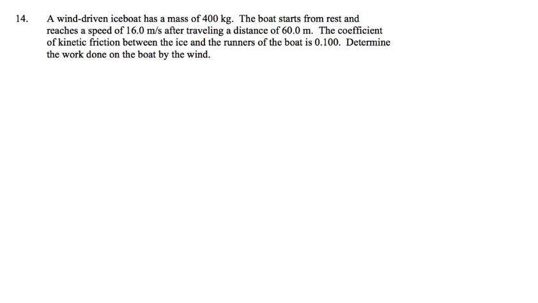Right, so in number 14, we have a wind-driven ice boat with a mass of 400 kilograms. The boat starts from rest and reaches a speed of 16 meters per second after traveling a distance of 60 meters. The coefficient of kinetic friction between the ice and the runners is 0.100, so I know there's negative work, because friction always opposes motion. But the question is: determine the work done on the boat by the wind.